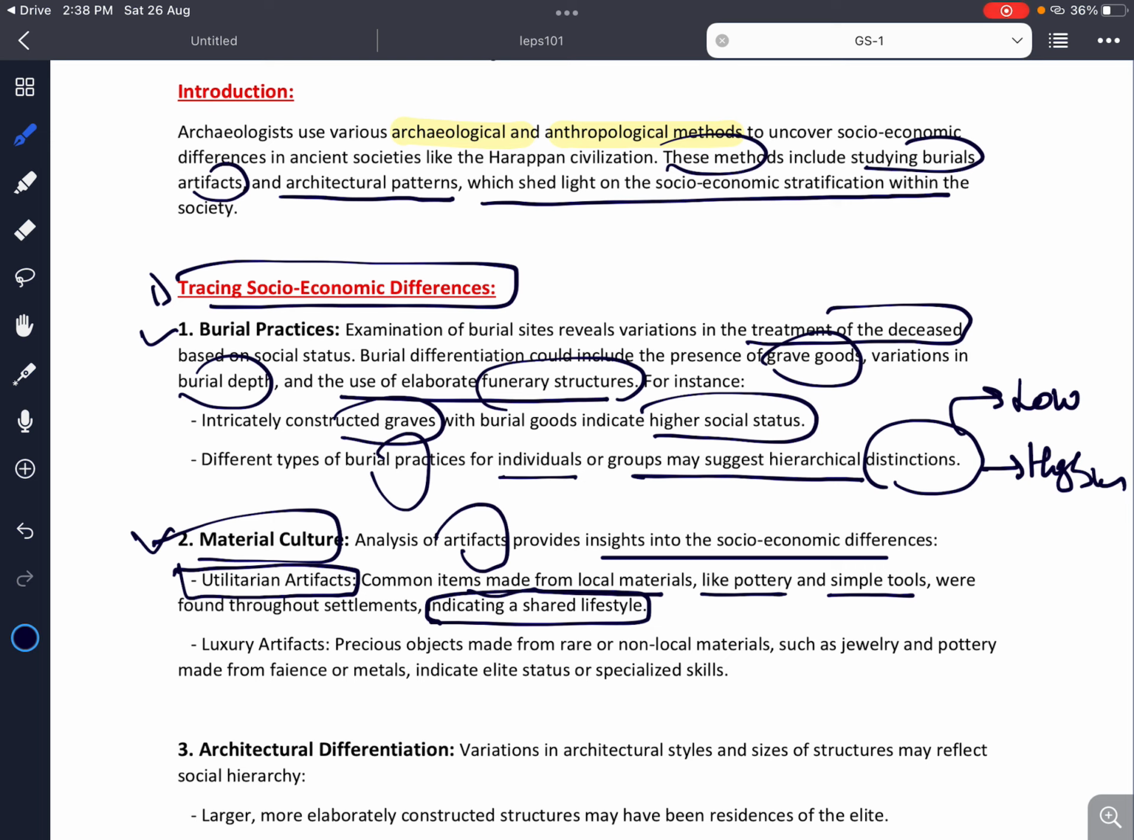Second are luxury artifacts, like precious objects made from the rare and non-local materials such as jewelry, pottery made from faience, metal, which indicate the elite status. So elites could afford these materials which were imported from far distant sites, and these artifacts indicate the presence of elites.